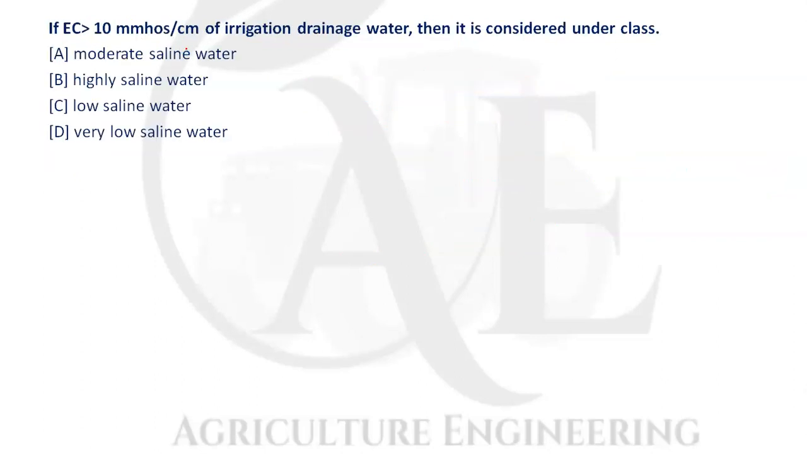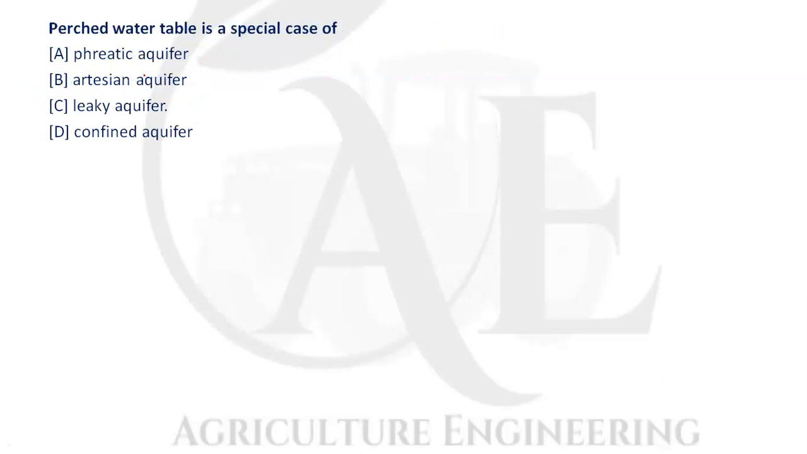Next question: if the electrical conductivity is greater than 10 mmhos per centimeter of irrigation drainage water, it is considered under the class of high saline water. If it is higher than 10, it is classified as high saline water. So option B is the correct answer. Next question: perched water table. A perched water table is a special case of phreatic aquifer. So option A is the correct answer. It is not an artesian, leaky or confined aquifer.